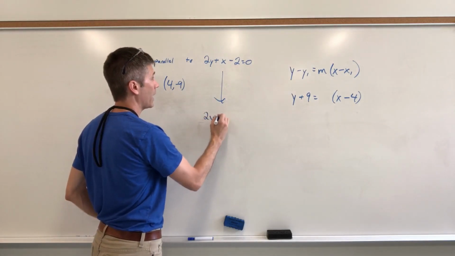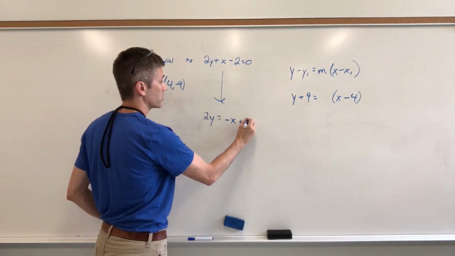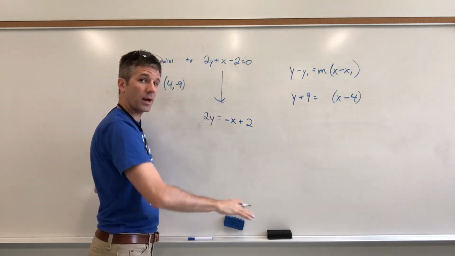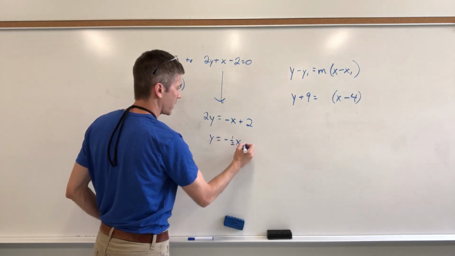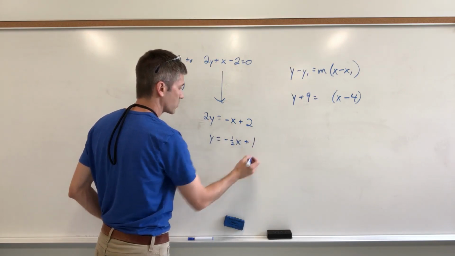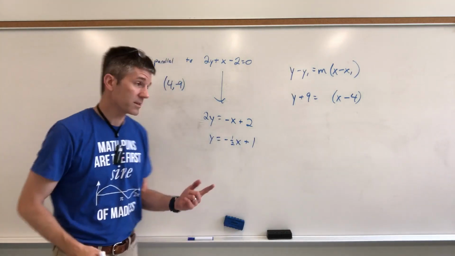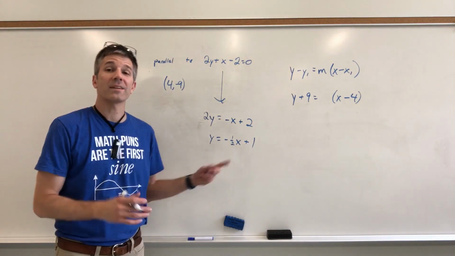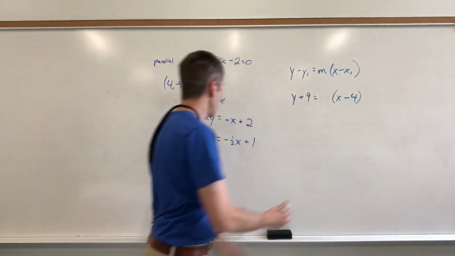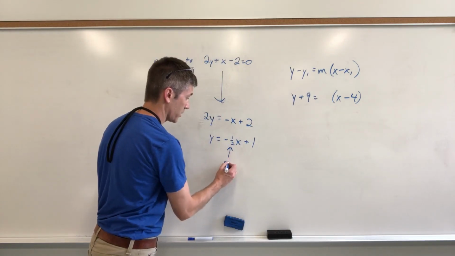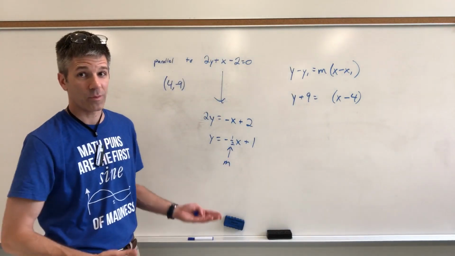So 2y equals -x plus 2, moving everything except the y to this side. We're going to divide by 2: -1/2 x plus 2 divided by 2, which is 1. Don't really care what the y-intercept of this line is because I don't need the y-intercept of that line. I need the slope because I'm going to use the slope here. And what I really need is just the slope, which is -1/2.